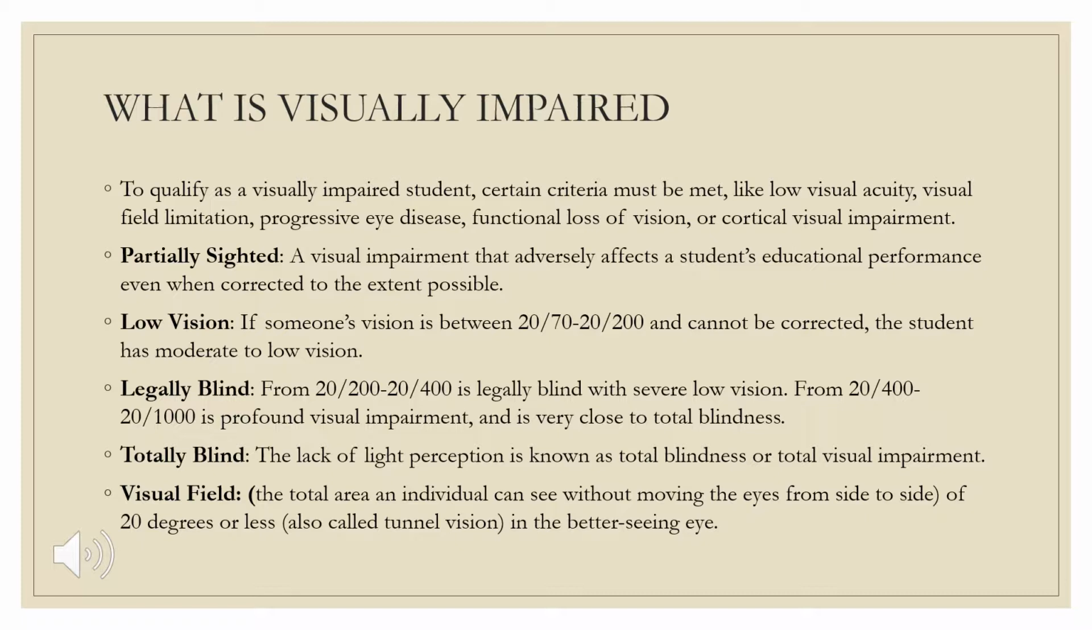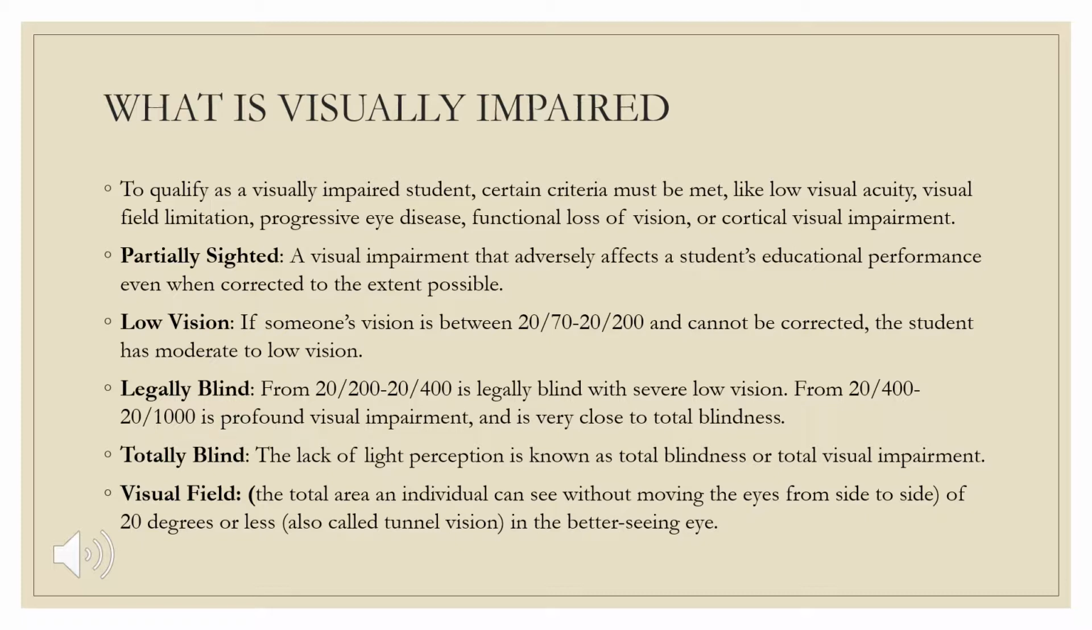As the term indicates, a visual impairment involves an issue with sight which interferes with a student's academic performance. The Individuals with Disabilities Education Act, or IDEA, officially defines the category as an impairment in vision that, even with correction, adversely affects a child's educational performance. The term includes both partial sightedness and blindness.